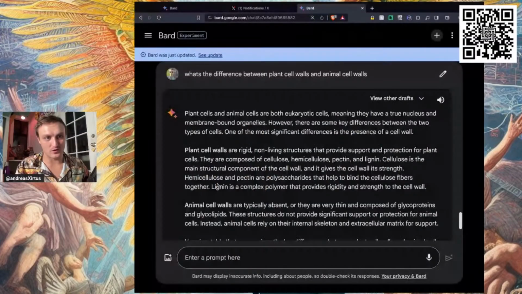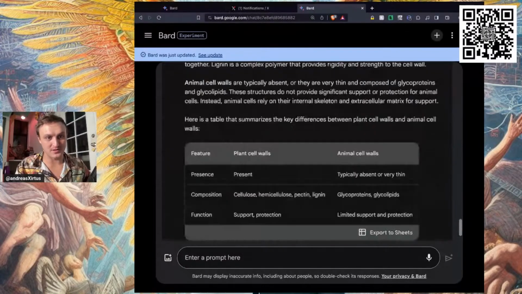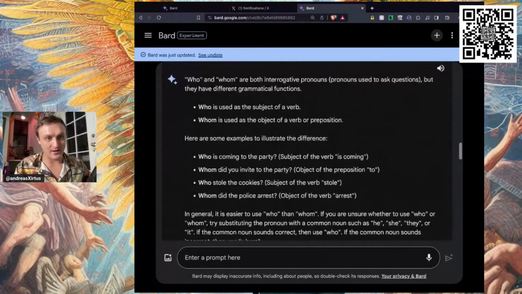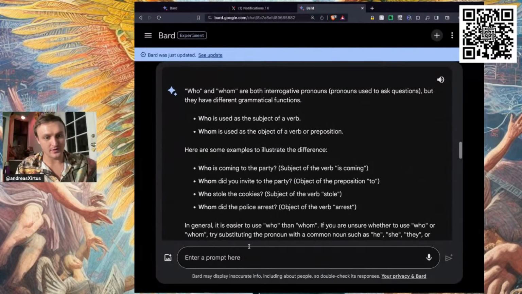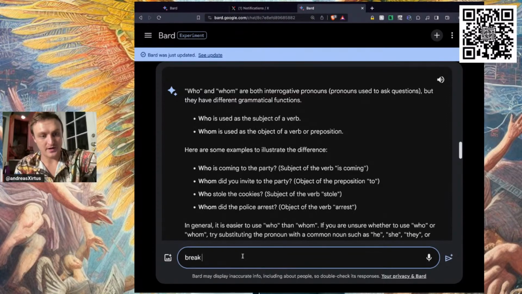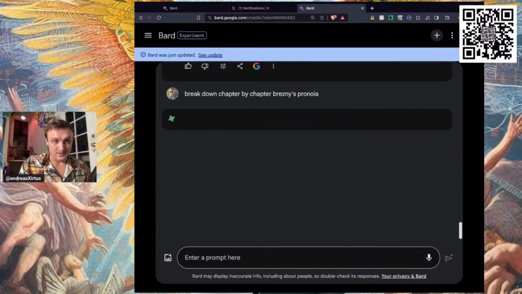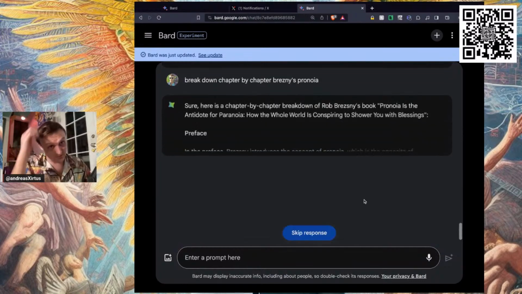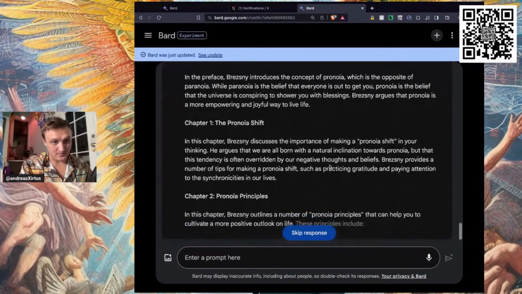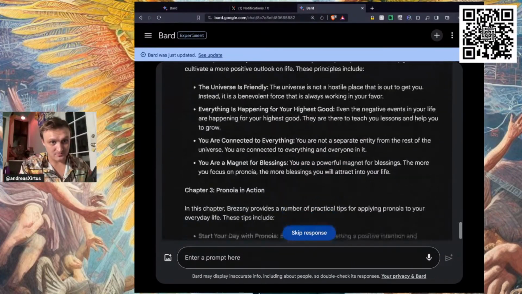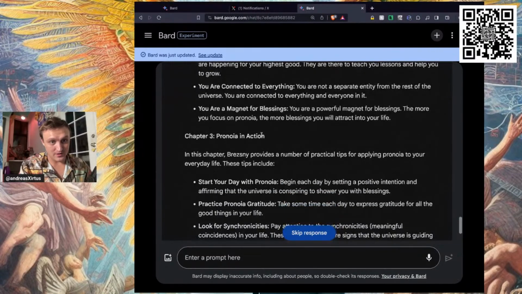Bard is interesting to me. I do want to talk about it, but I don't have the audio figured out enough to make it work properly, which I think is really important because of the capacity to just break up a book. You'd be like, break down chapter by chapter Brezsny's Pronoia. Boom. And then it'll know the book: preface, chapter, principles, universe is friendly, Pronoia in action.